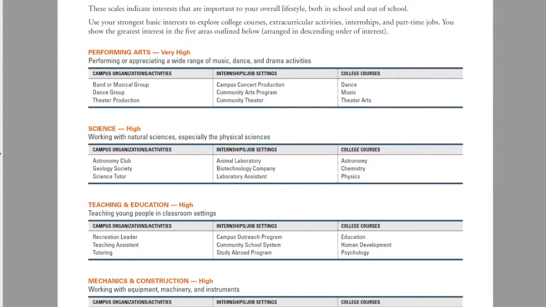Page 12 uses your basic interest scales. Now remember, these were the subgroups of the main Holland RIASEC codes to help you consider various campus activities, internships, and even college classes that may meet your interests.